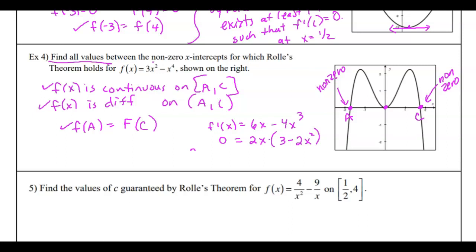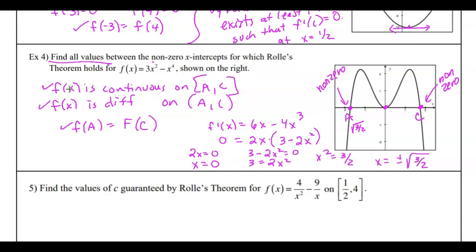Zero product property, so 2x equals 0. 3 minus 2x squared equals 0. So divide by 2. Add 2x. Divide by 2. And then take the square root. When you take a square root, it's plus and minus. Now, you don't have to rationalize this because you're just finding it. So this would be the positive root 3 over 2.